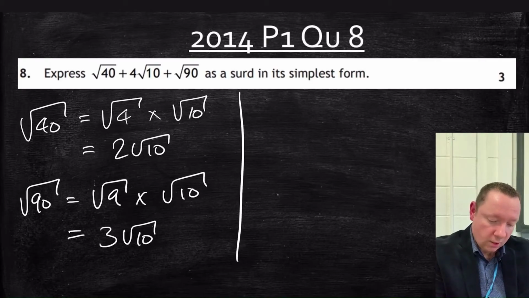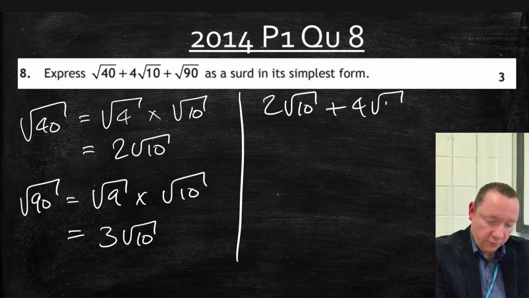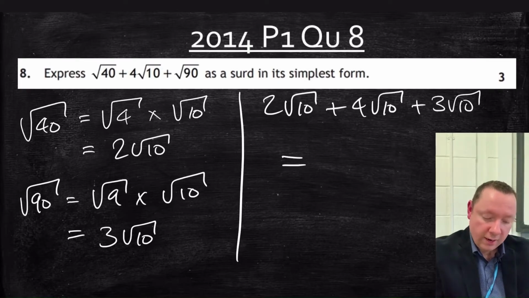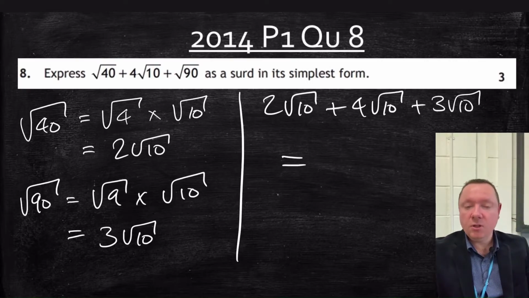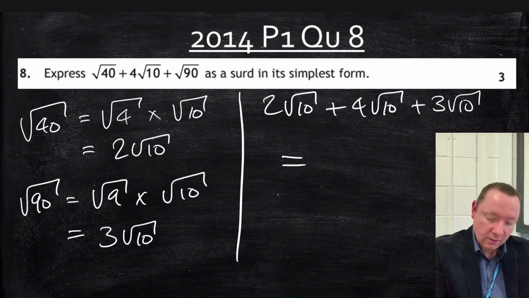So our whole sum simplifies into 2 root 10 plus our 4 root 10, it was already there, plus an extra 3 root 10. So adding all them together, 2 plus 4 is 6, plus another 3 is 9. Our answer is 9 lots of root 10.